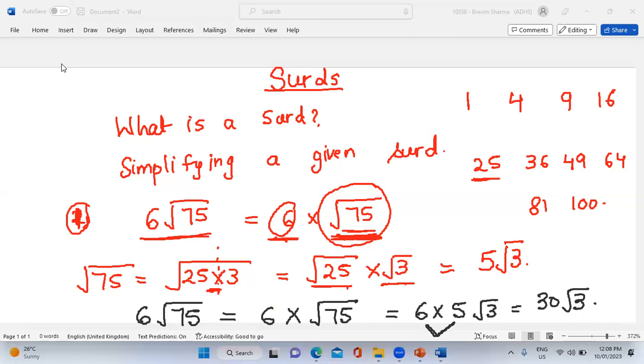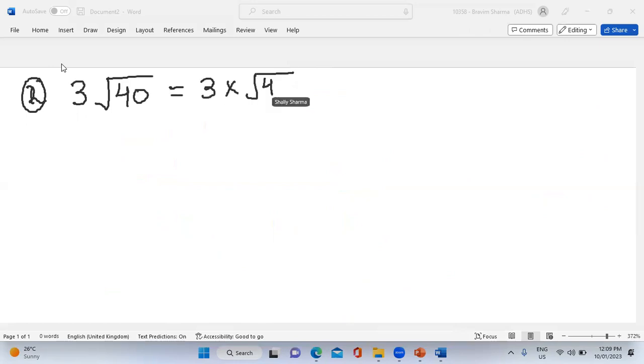Now let's say we have another example, exactly the same kind. 3 square root of 40. This is the second example. Here again, it is 3 multiplied by square root of 40, which means we have to look at the square root of 40 because there is a chance we can simplify this.